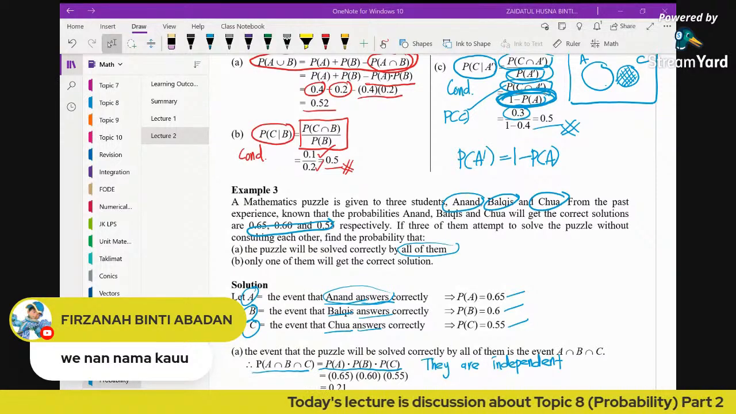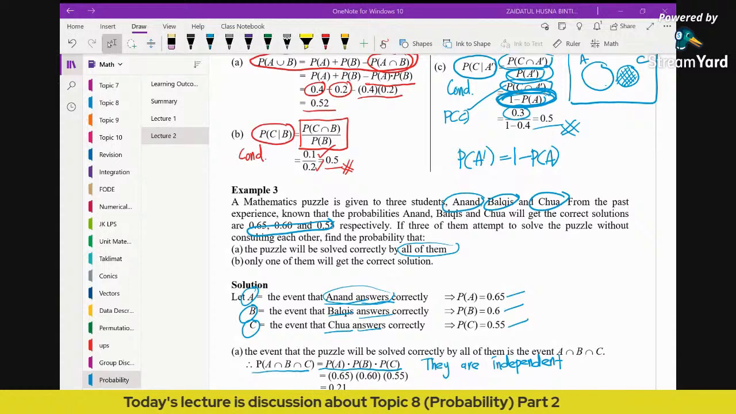Okay, Fizana kata nama kau, that is Anan lah. Okay, bukan Hanan.